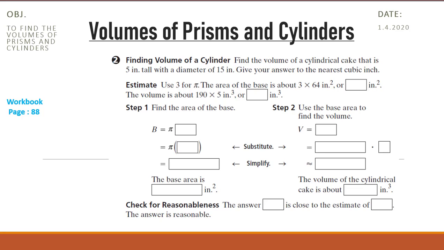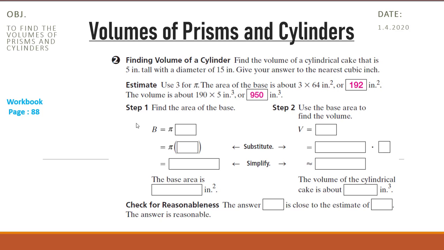So to estimate the volume, we find first the area of the base, multiply the estimate of pi and the estimate of r square. So 3 multiplied by 8 square, which is 64, it will be 192. That's for the base area. Now find the volume, multiply by the height. Multiply 192 by 5. And it will be 960. That's the estimation. This is not the exact answer.